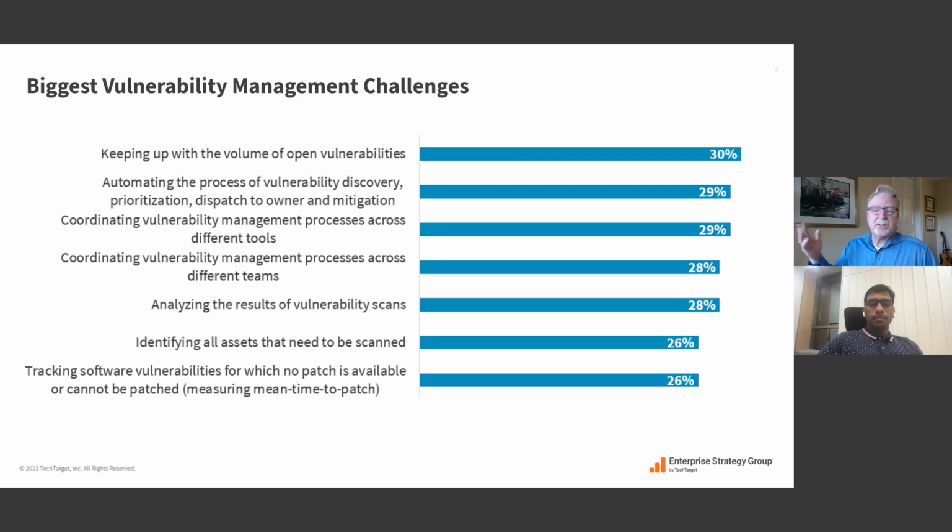Automate the things that you already spoke of, automating the process of vulnerability discovery, the prioritization process, like who owns it, who's going to mitigate it. That process is difficult as well. Many people are, in fact, still using different tools for different parts of the function.